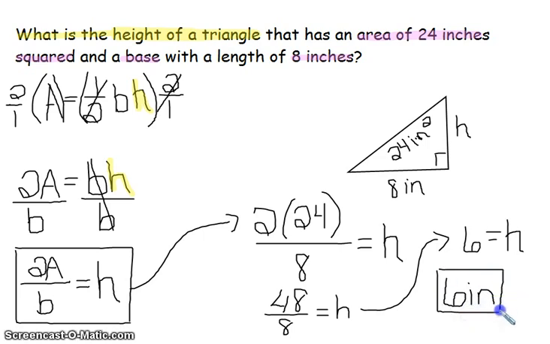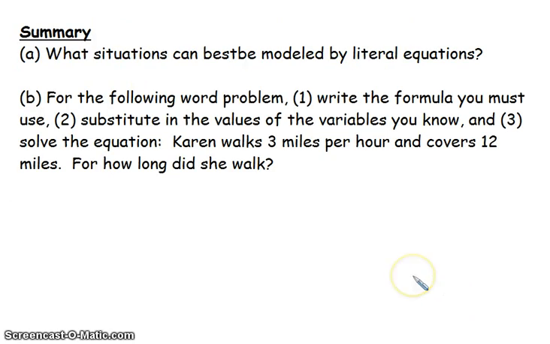Now please feel free to go back and double check your answer. That is great practice. Okay, 6 times 8 and then take half of it. Half base times height. And if you get 24, then you know without a doubt that is the height of your triangle. Alright, so last thing for solving literal equations and formulas is your summary.